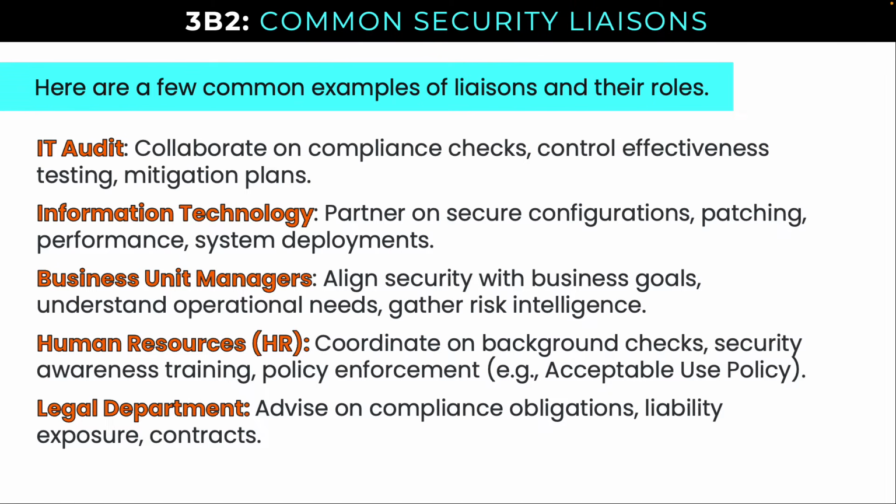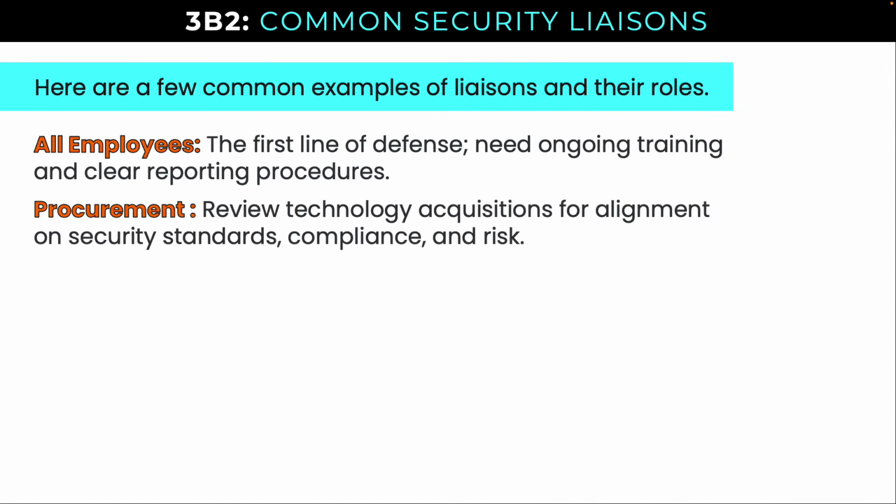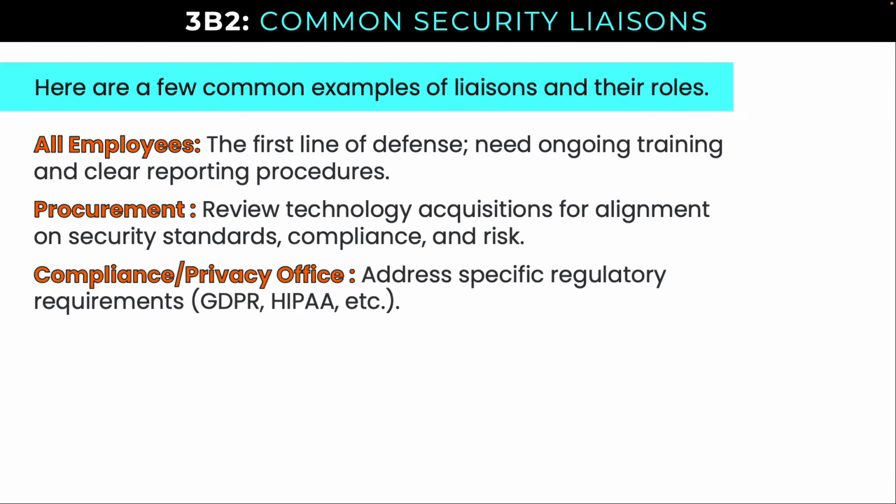Legal, who can advise on compliance obligations, any liability exposure, any contracts we might sign with new vendors. And all employees act as a first line of defense in a security-aware culture. They do need ongoing training. They need clear guidance on reporting procedures, so when they do see a concern, they know where to raise the flag. Procurement, who can help review technology acquisitions for alignment on security standards, compliance, and risk to ensure that anything new we're bringing into the organization in terms of technology aligns to the organization's standards and risk appetite.